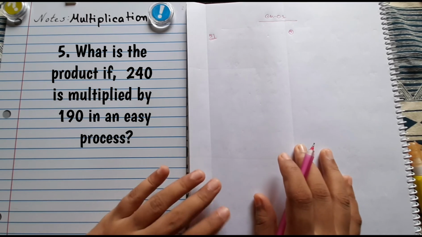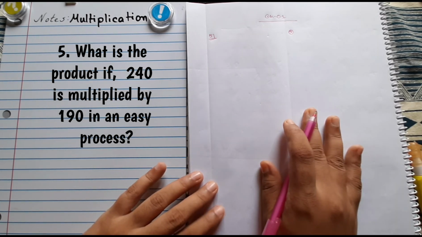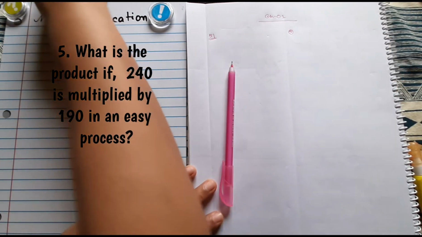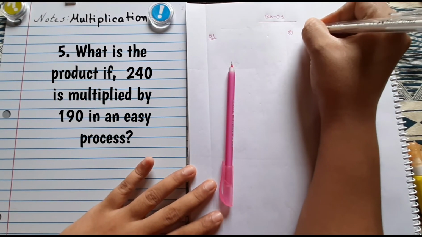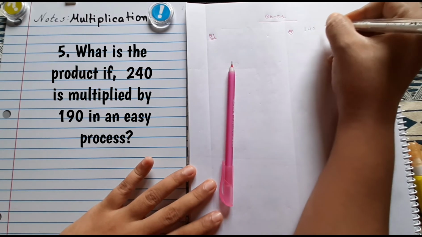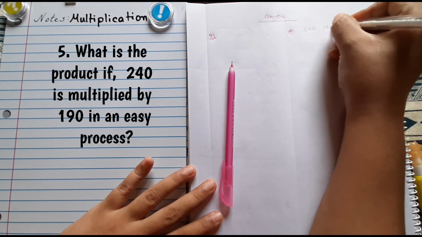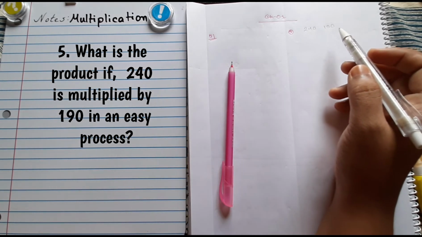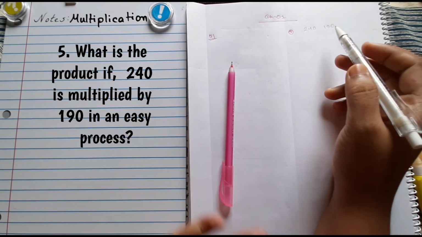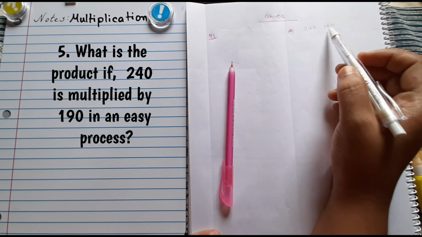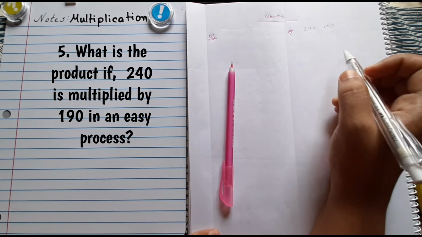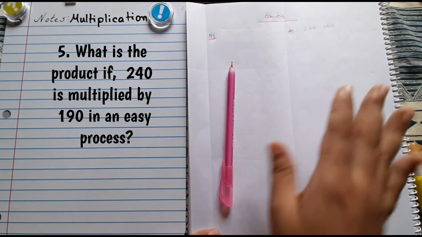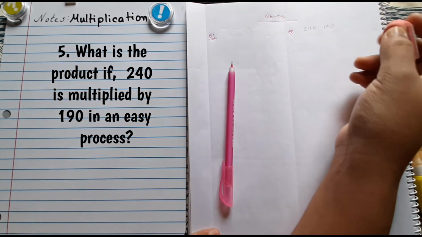Okay, I was talking about multiplying in an easy process. So you can see we have two numbers. One number is 240 and another number is 190. So which one would be easier to convert into a round figure? Basically this one or that one, both can be converted into a round figure.